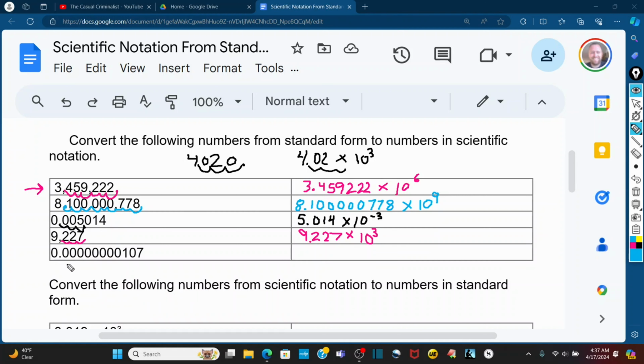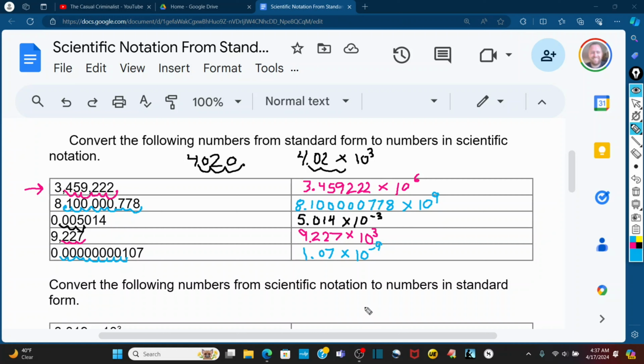Okay, this next one, we are moving to the right, so we have to go 1, 2, 3, 4, 5, 6, 7, 8, 9. So we're going to write it as 1.07 times, and we moved 9 places to the right, so it's 10 to the negative 9 power. Okay, so that's converting from standard notation to scientific notation.